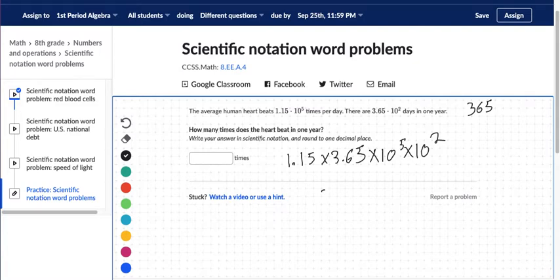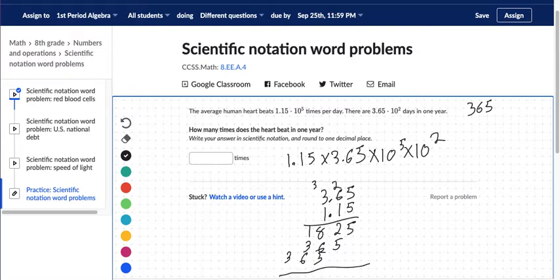Okay, so 3.65, they didn't give us a calculator for this one, which I don't think was very nice, but that's okay. We can do the more fun way anyway. 5 times 5 is 25. 5 times 6 is 30, plus 2 is 32. 5 times 3 is 15, plus 3 is 18. And then we have 5, 6, 3, and 5, 6, 3. Add that all up. I have to put it over here because I ran out of space.